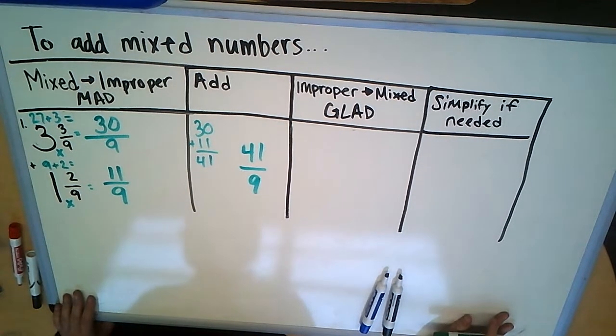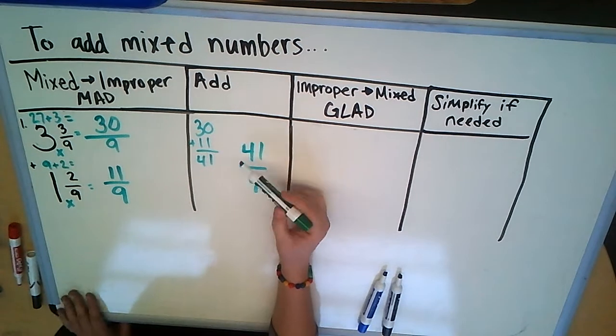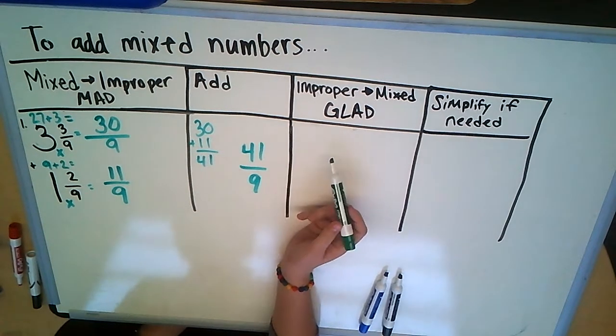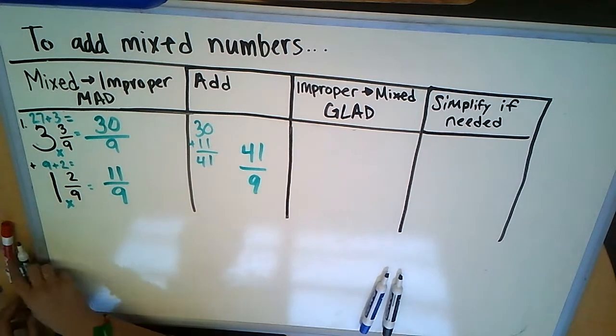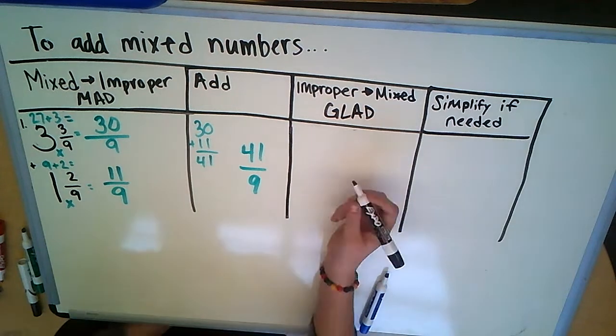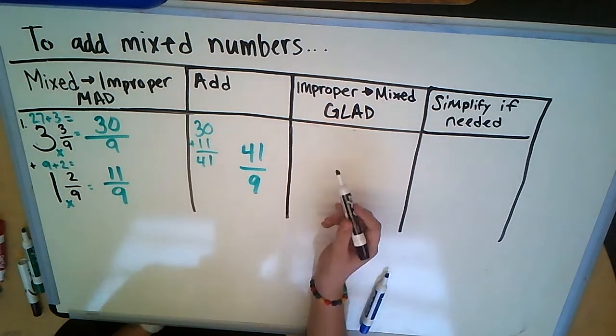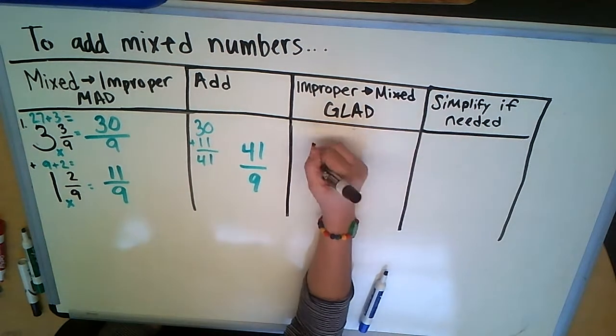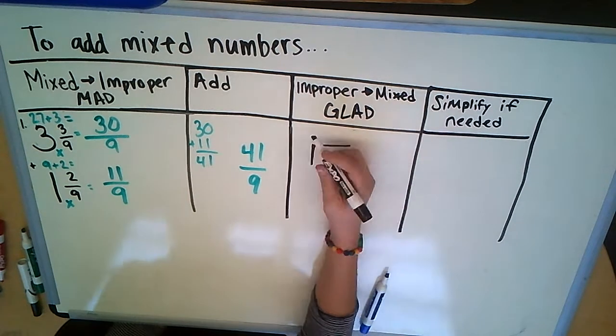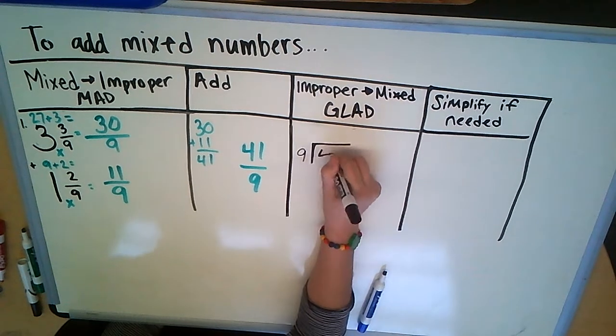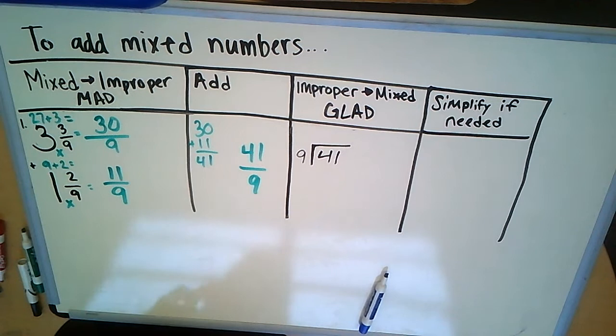Our next step is taking it from this improper fraction and putting it back into a mixed number. So the first thing we need to do is divide. So we set our problem up like this. 9 goes on the outside and 41 on the inside. We need to think, how many times can 9 go into 41?